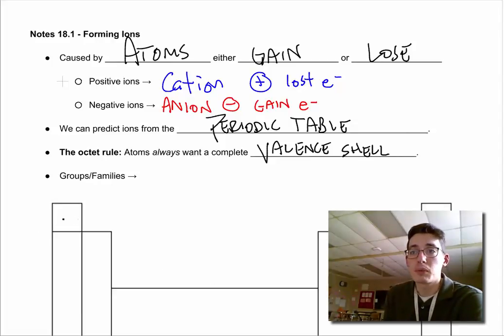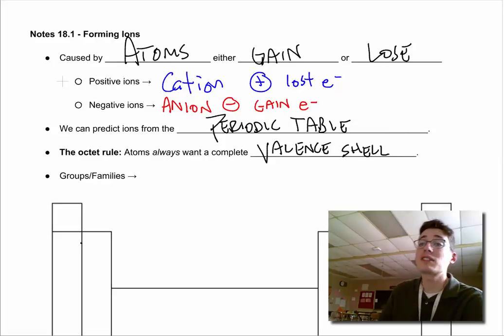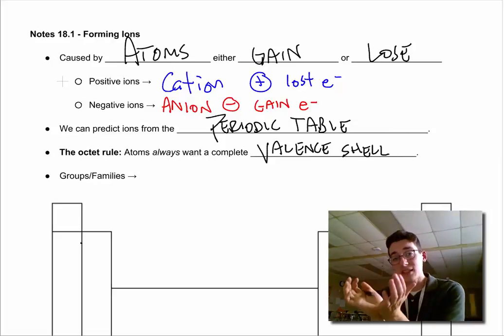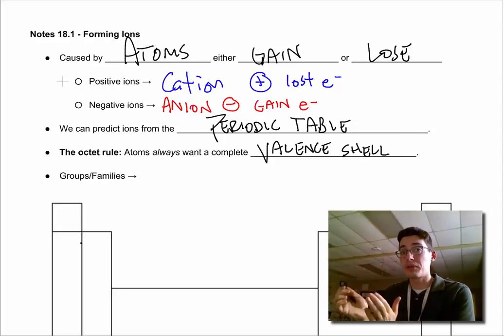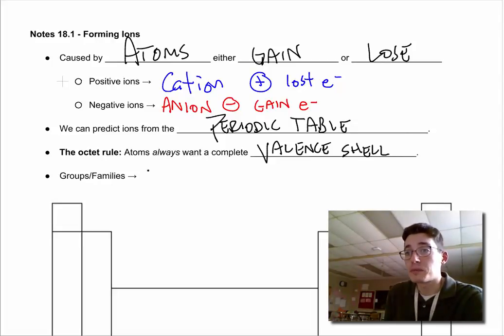Hydrogen and helium are the standouts. Remember, they only have 2 valence electrons because they're in shell number 1. Everything else is looking to empty that valence shell and leave me with 8 valence in one of my core shells, or gain electrons to fill up that valence one. So groups and families, remember, this is the number of valence electrons.